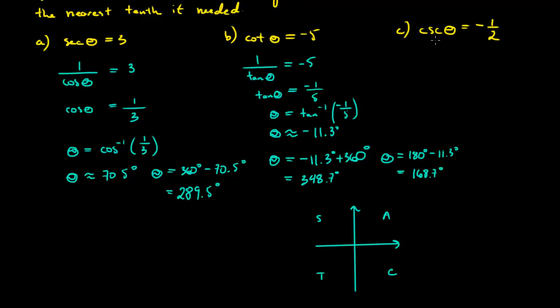In the next question, we're told to figure out two values for theta between 0 and 360 such that cosecant of theta is equal to minus a half. The first thing I'm going to do is rewrite cosecant of theta in terms of sine theta. Cosecant of theta is just 1 over sine theta, and that's equivalent to minus 1/2. If I take the reciprocal of both sides, I have that sine theta is equal to minus 2.